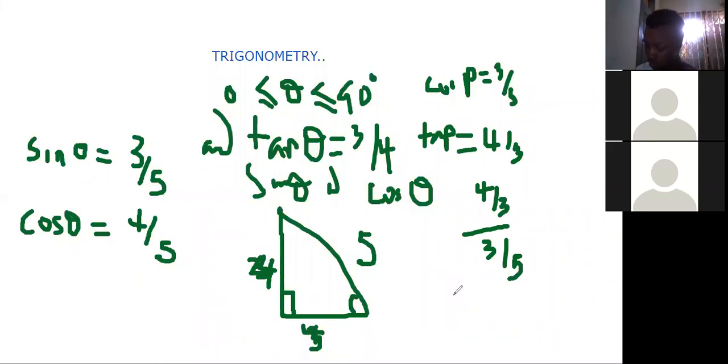Please check it for me. So 4 over 3, all over 3 over 5. You are going to get 20 over 9, right? When we turn it, 5 will go up and it will be left with 3. So we get 5 times 4 over 3 times 3, which is 20 over 9. So the answer will be 20 over 9.